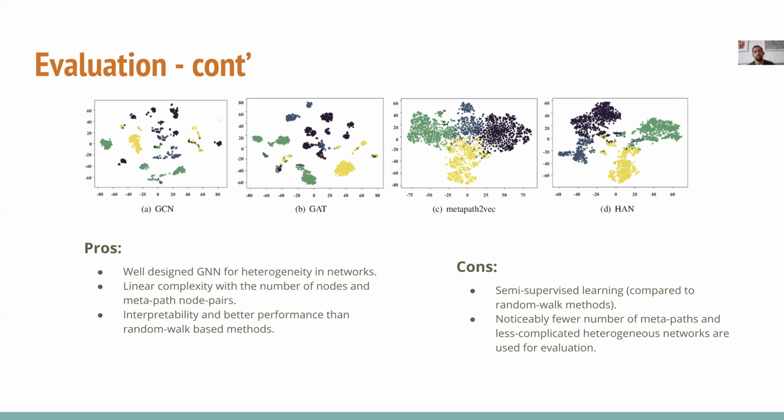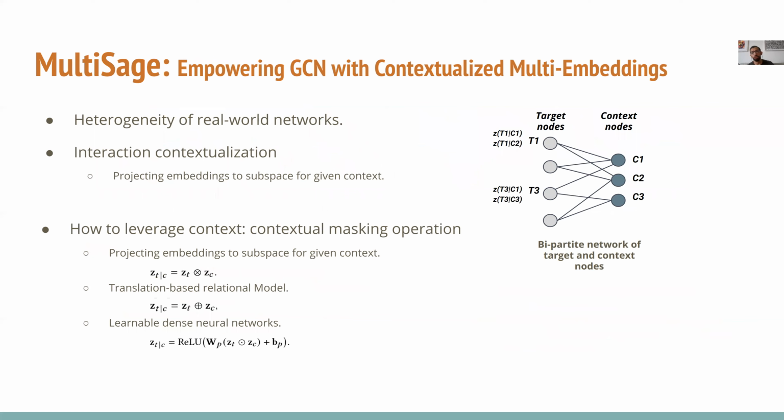So I would like to see how the HAN will work on bigger graphs or larger scale graphs. And by this, we now finish talking about the second study, the second research paper, and MultiSage is the third and last one we have here.